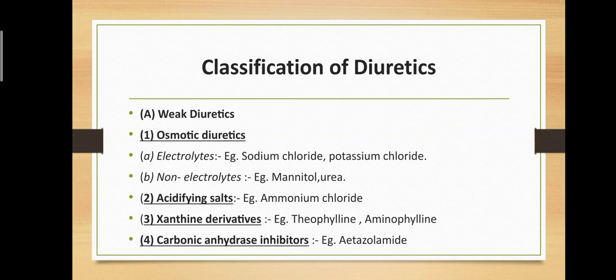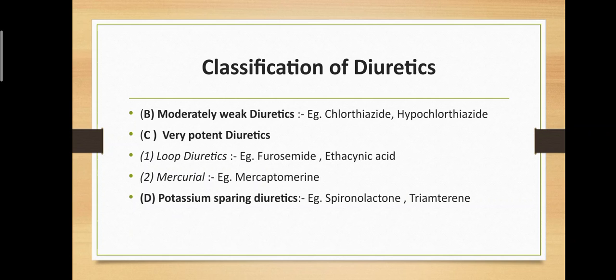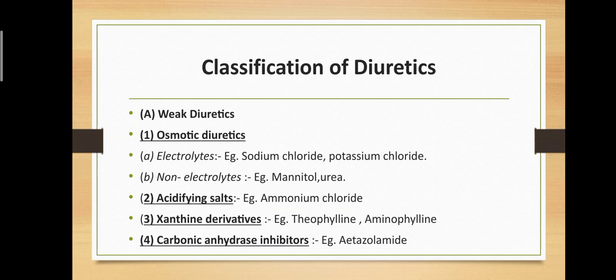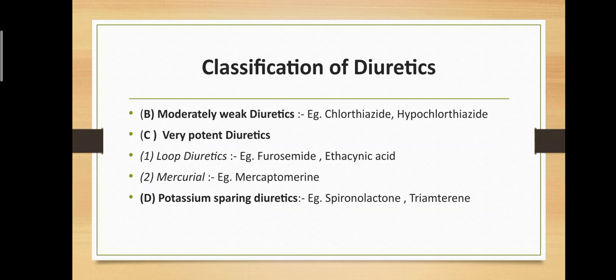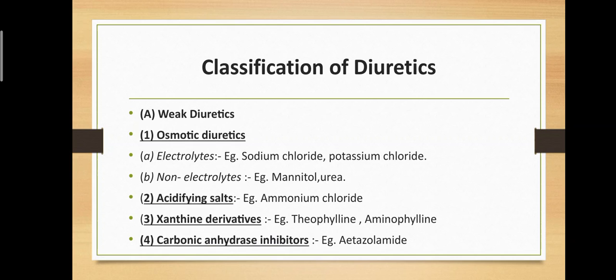Next point, classification of diuretics. There are four main classes: weak diuretics, moderately weak diuretics, very potent diuretics, and potassium sparing diuretics. Let's see one by one with examples.